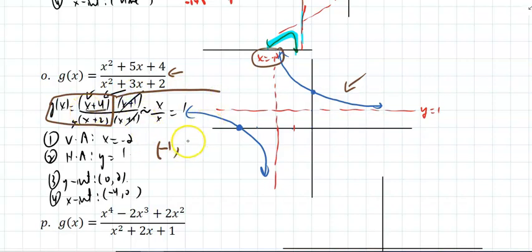-1 plus 4 is a 3, and -1 plus 2 is a 1. At the point -1, 3, you're going to mark that as a hole, and you're going to label that point clearly, so whoever looks at this knows that x cannot be a -1 and x cannot be a -2. Alright, 2 more to go.